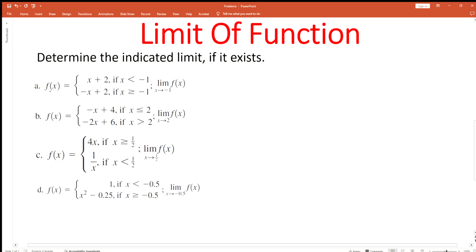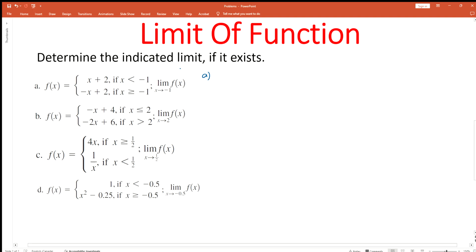Let's start with part A. For part A, we have to calculate the limit x approaches -1 for f at x, and function f at x is made up of two functions: x plus 2 for domain x less than -1, and -x plus 2 for x greater than or equal to -1. Limit of a function exists if the left-hand limit is equal to the right-hand limit. There is a very important concept we need to understand and memorize.